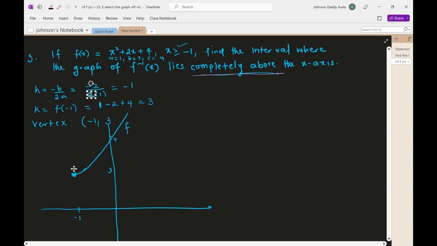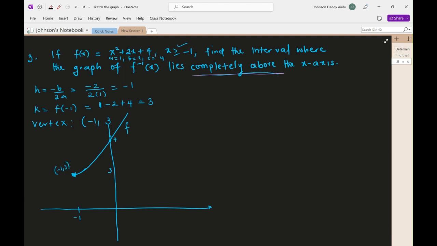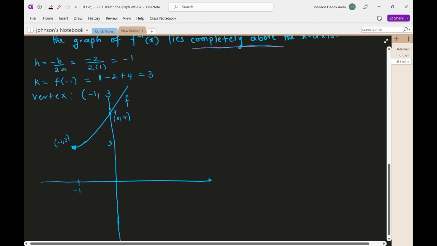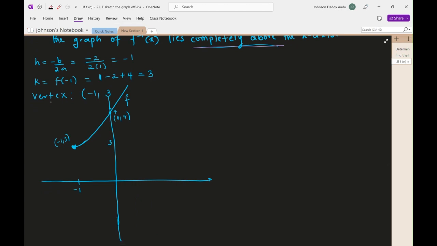Now, let's see. Here we have a point already. We have a point minus 1, 3. And here you also have a point. And what is that point? That point is just 0 and 4. So now let's see how the graph of f inverse will look like. Where is the line? We need the line y equals x. So the line y equals x will be a straight line through the origin. So this is the line y equals x.